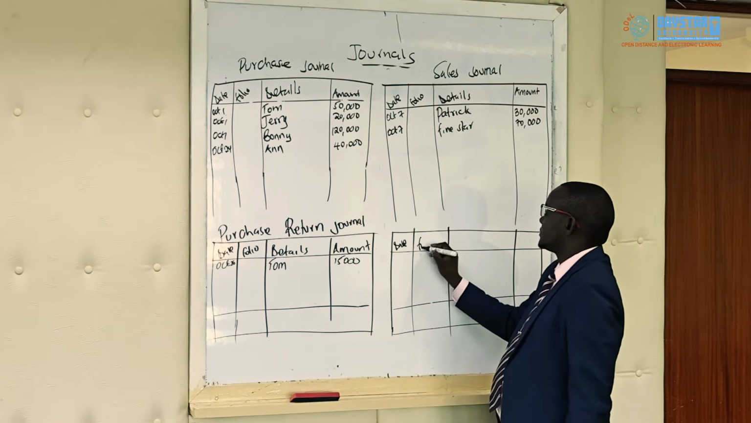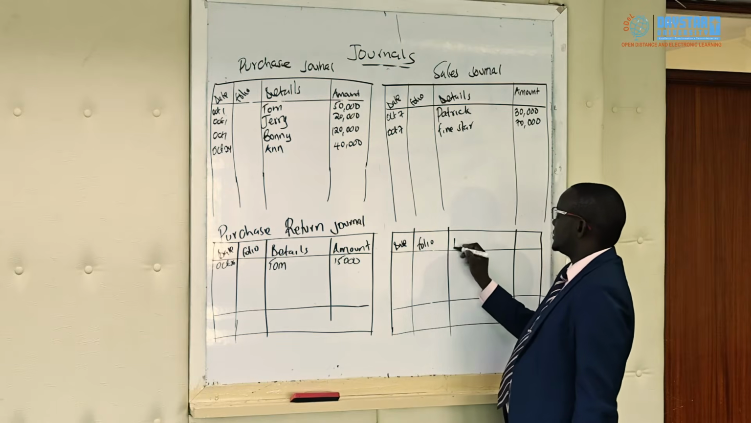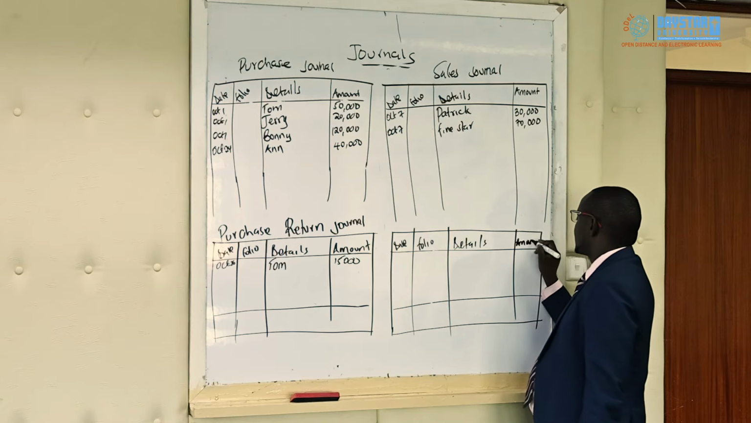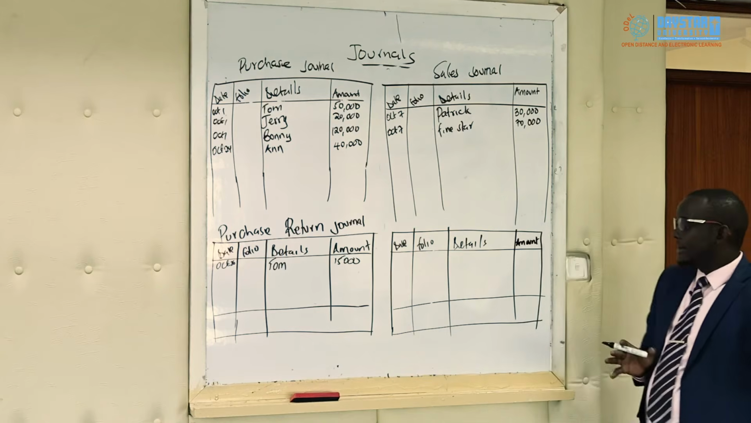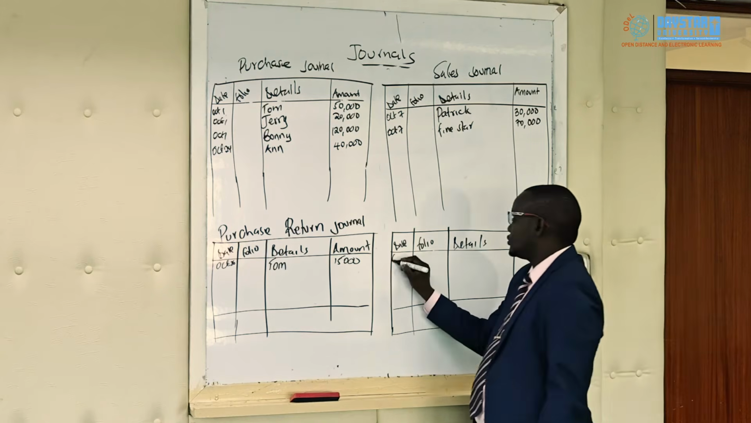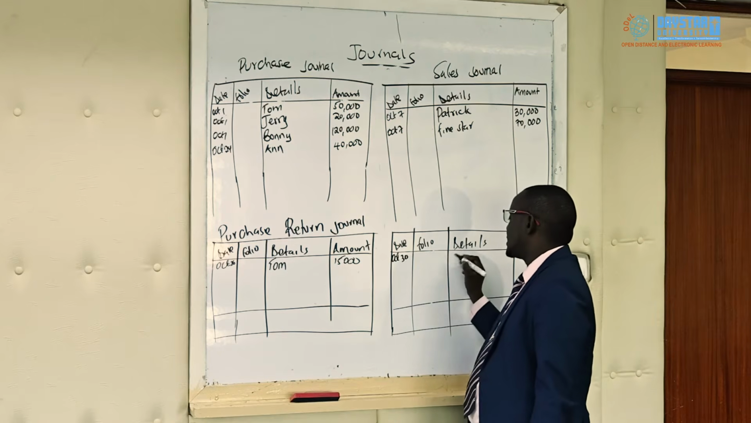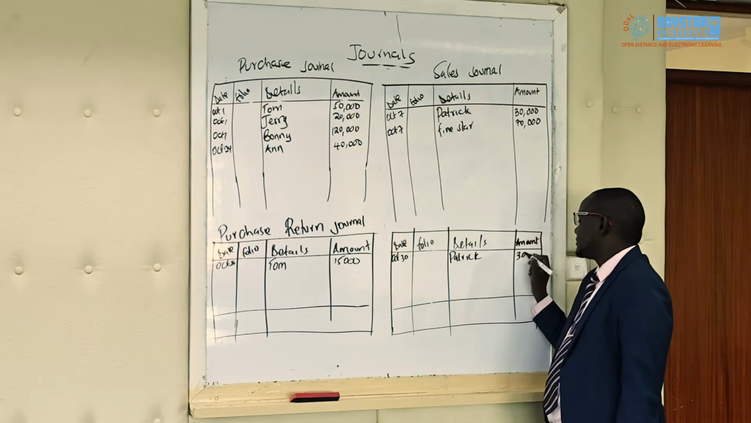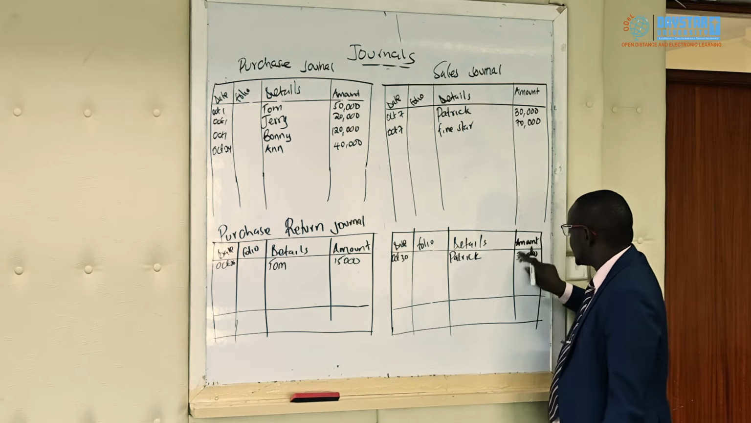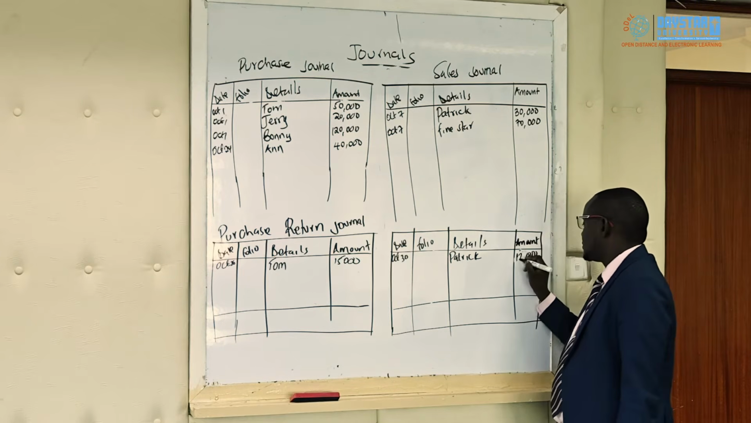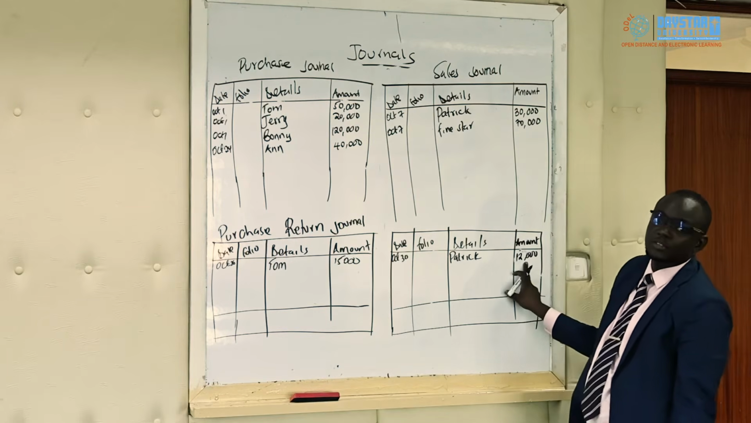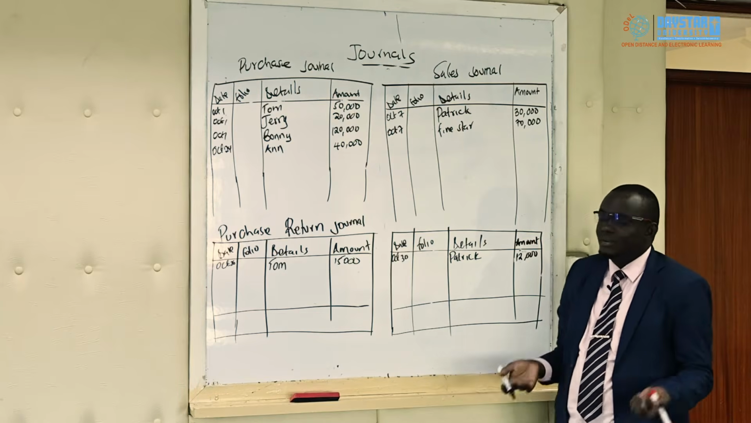Date, folio, details, amount. So we just write the date, October 30th. Patrick returned goods worth 12,000. The amount is 12,000. We had sold to Patrick goods worth 30. He has returned 12,000. So now we are done with the journals.